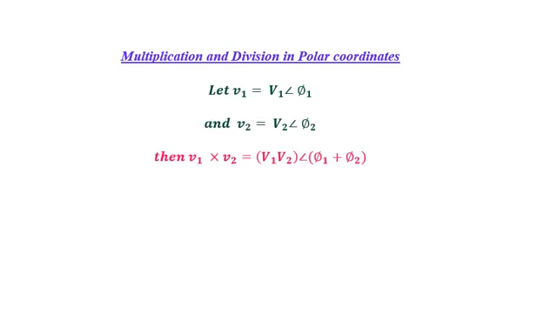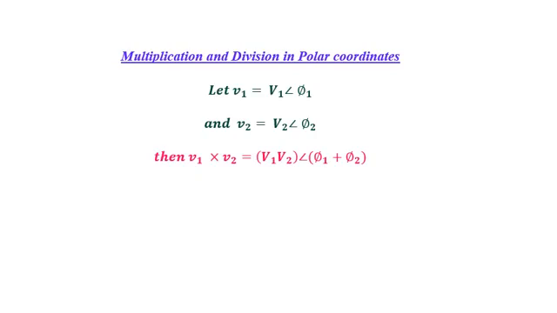Usually the polar coordinates are used for multiplication as well as division of two phasors. So next we can see how we can multiply and divide two phasors. So assume that I am having two phasors. First one is V1 angle phi 1 and the second phasor is V2 angle phi 2.